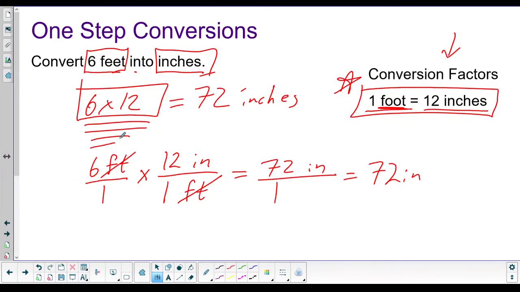So start with your original number or value that you're given. Multiply by your conversion rate as a fraction. Make sure that whatever you want to go away cancels out with the thing you started with.